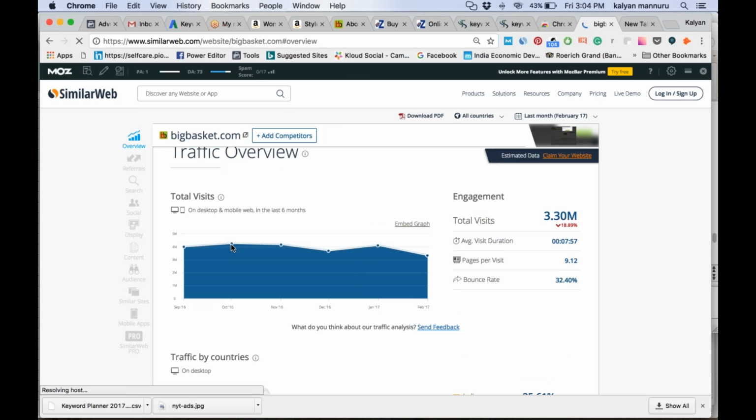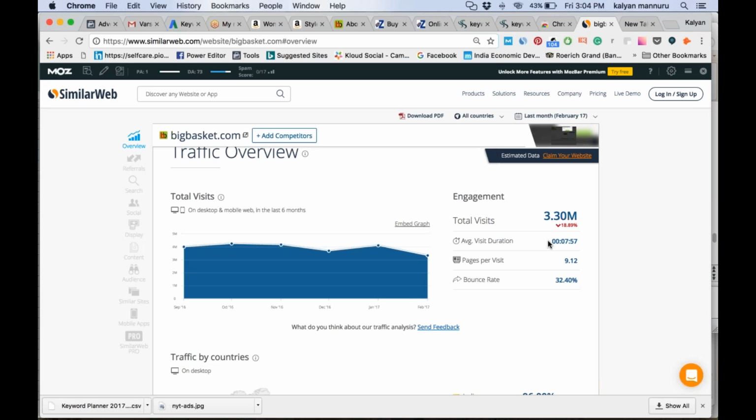the traffic overview. October they had 4.2 million users, December they had 3.7, January they had 4.1 million visitors per month, February they had 3.3 million visitors per month. You can see the total number of visitors they are receiving, right? So how does this help me? It helps me to do a comparison analysis between me and my competitor.